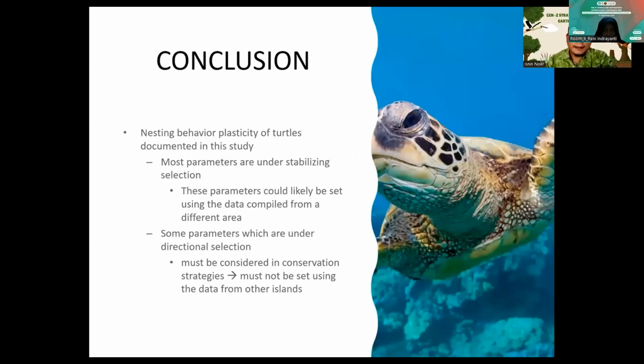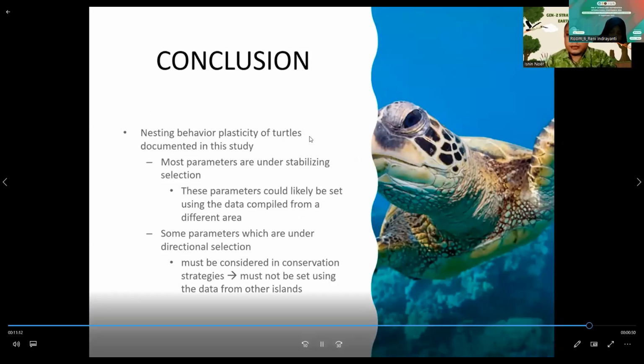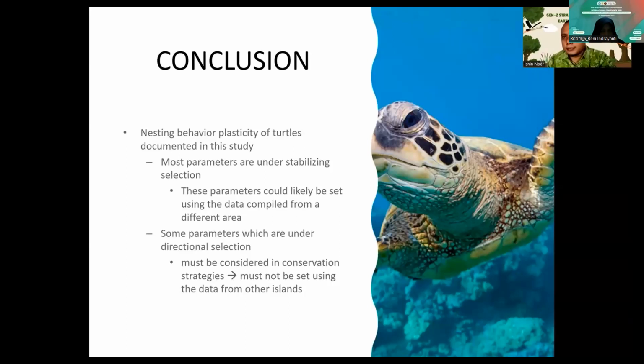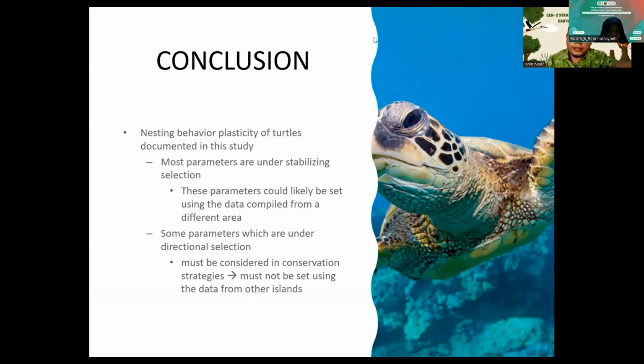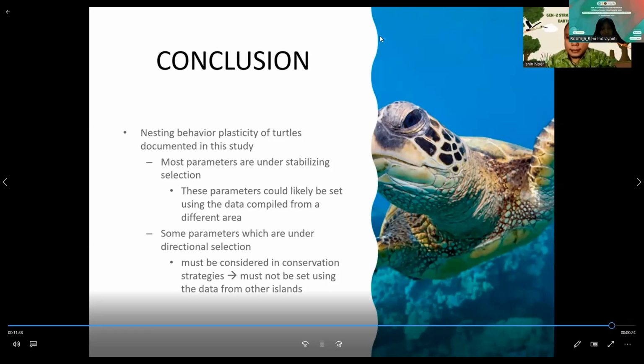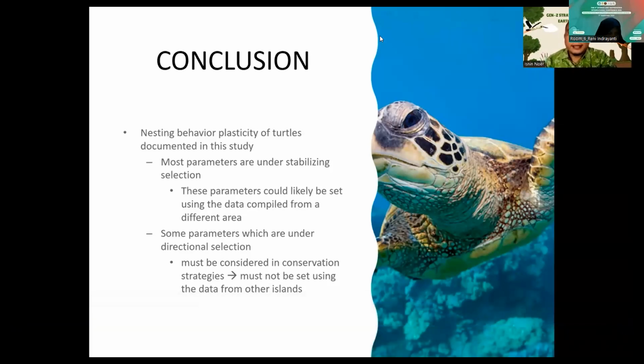For conclusion, we documented behavior plasticity of turtles in Thousand Island, which can be inferred as most parameters being under stabilizing selection. And these parameters could likely be set using data compiled from different areas. But some parameters which are under directional selection must be considered in conservation strategies and must not be set using data from other islands. So for these parameters, we have to implement evidence-based management to orient conservation strategy.